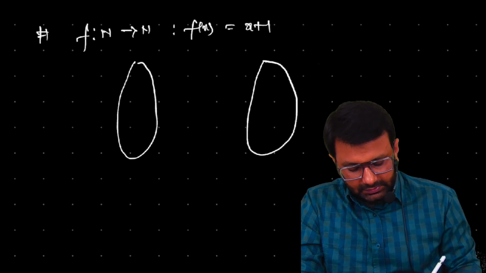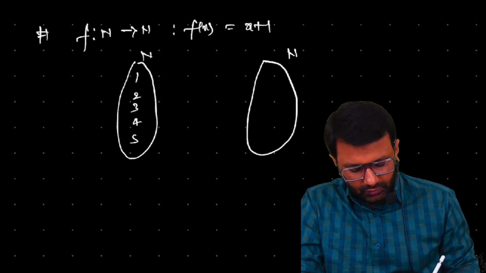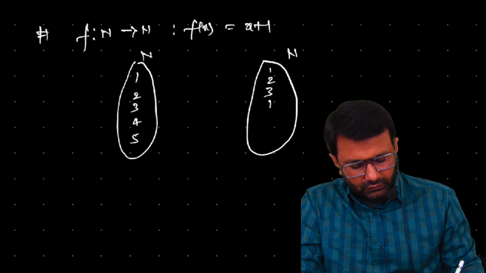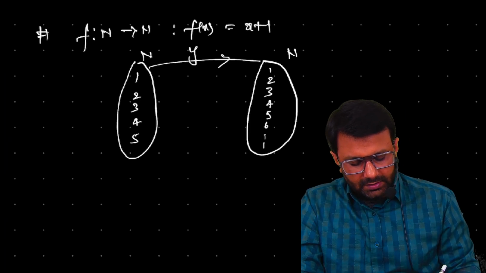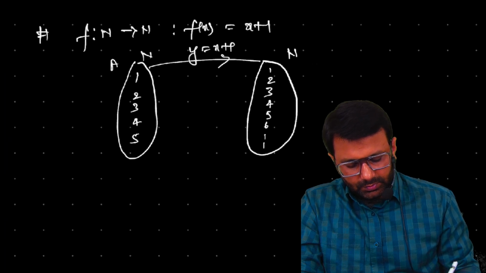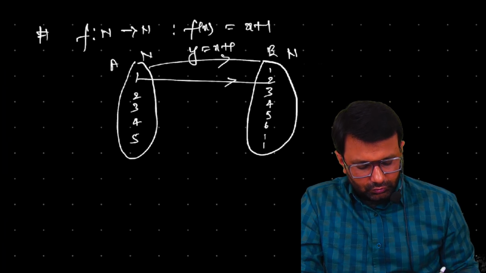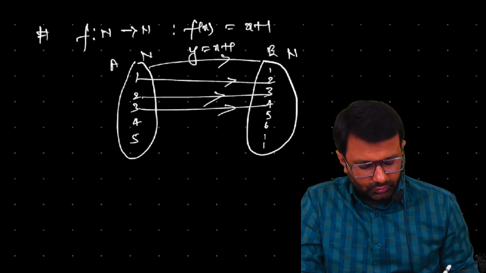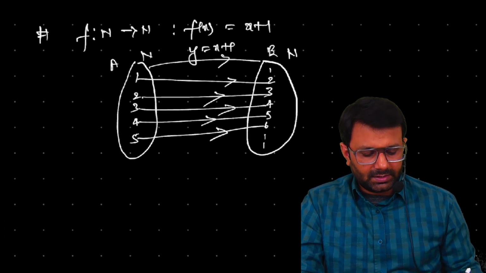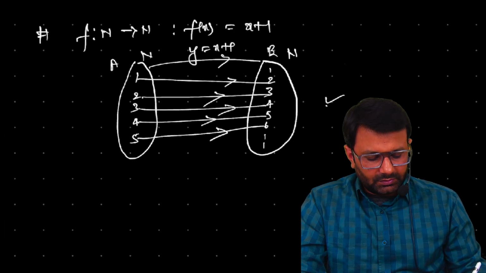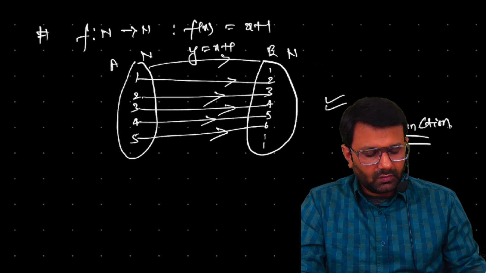How? You can say like this. See, this is natural number to natural number defined. 1, 2, 3, 4, 5 here, and 1, 2, 3, 4, 5, 6 here. The function is defined y is equal to x plus 1, from A to B. So 1 add 1 gives 2, then 3, 4, 5, 6. Here one element of set A is connected to only one element of set B. So this is called one to one function.